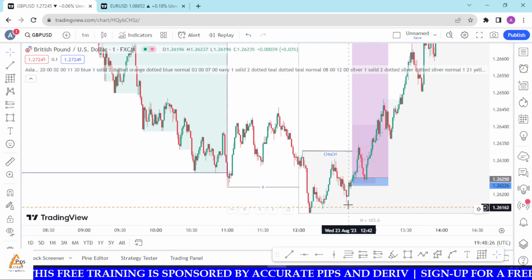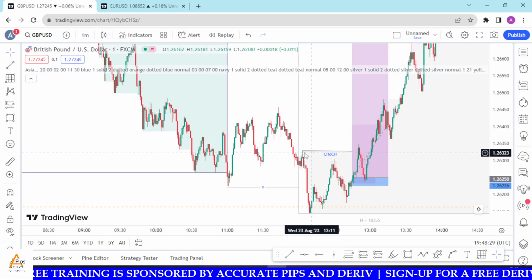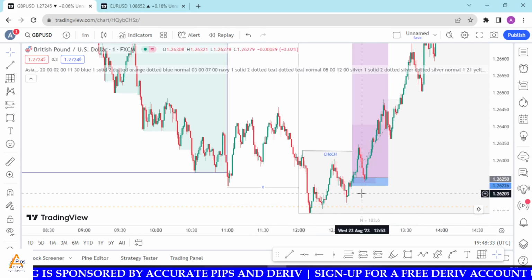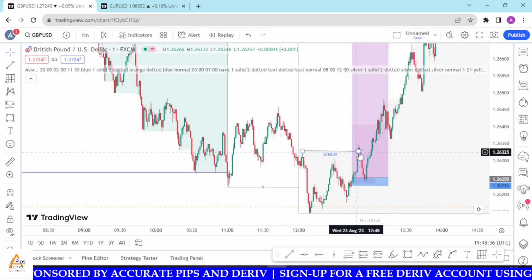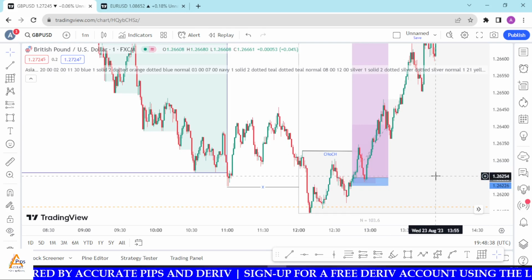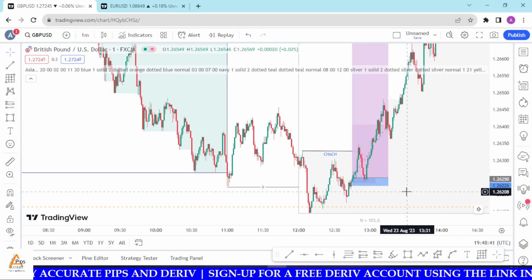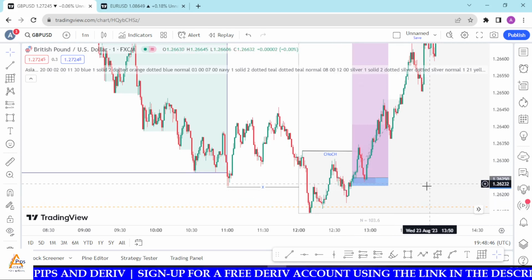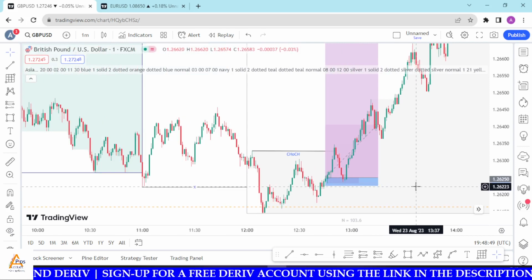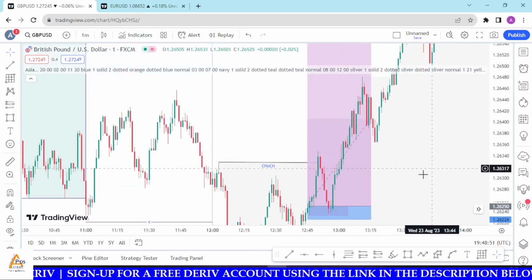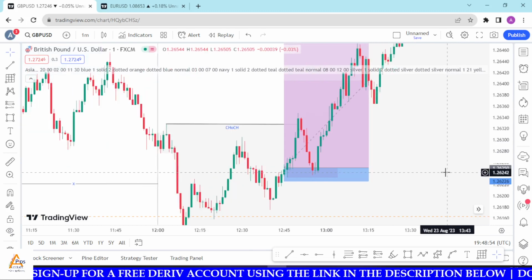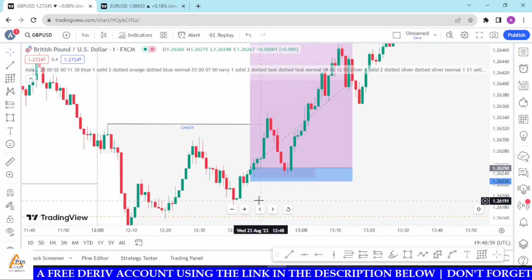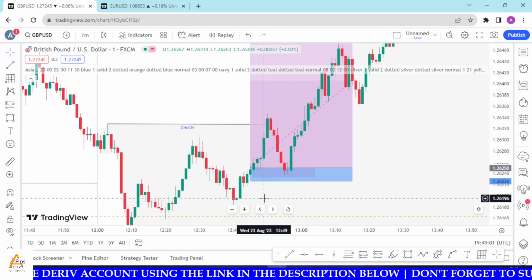So here you can see we have our last valid pullback, then we have our change of character, because already we've tapped onto a higher time frame demand. Okay, so we have our change of character over here. All I needed was a valid inducement, and then I take a trade. Okay, but watch here. Both the inducement and the order block were at the same spot.